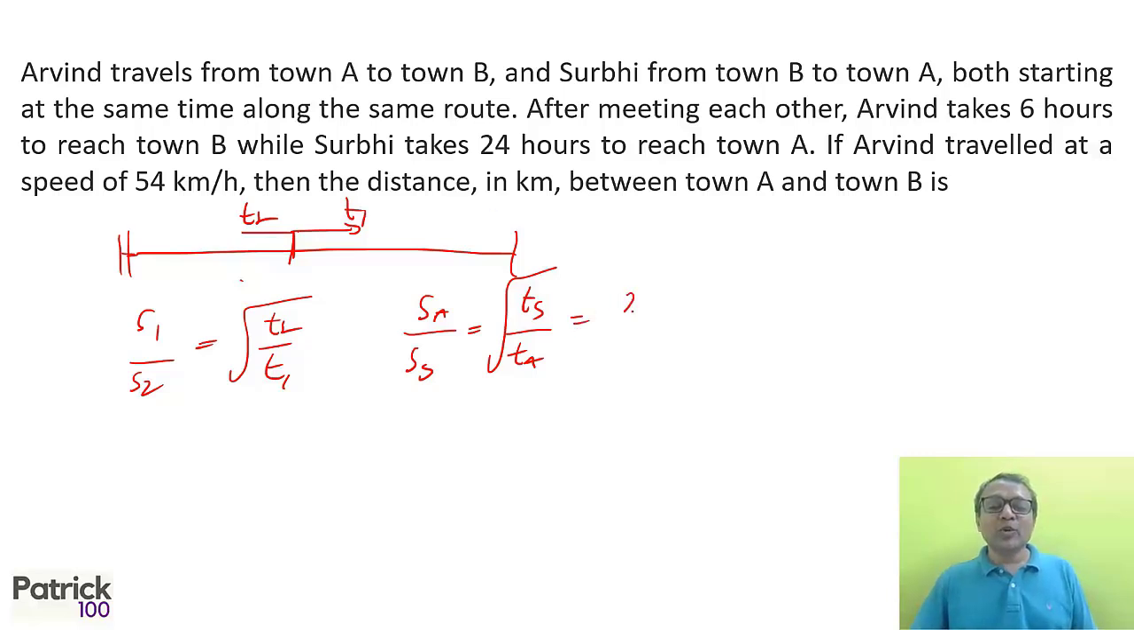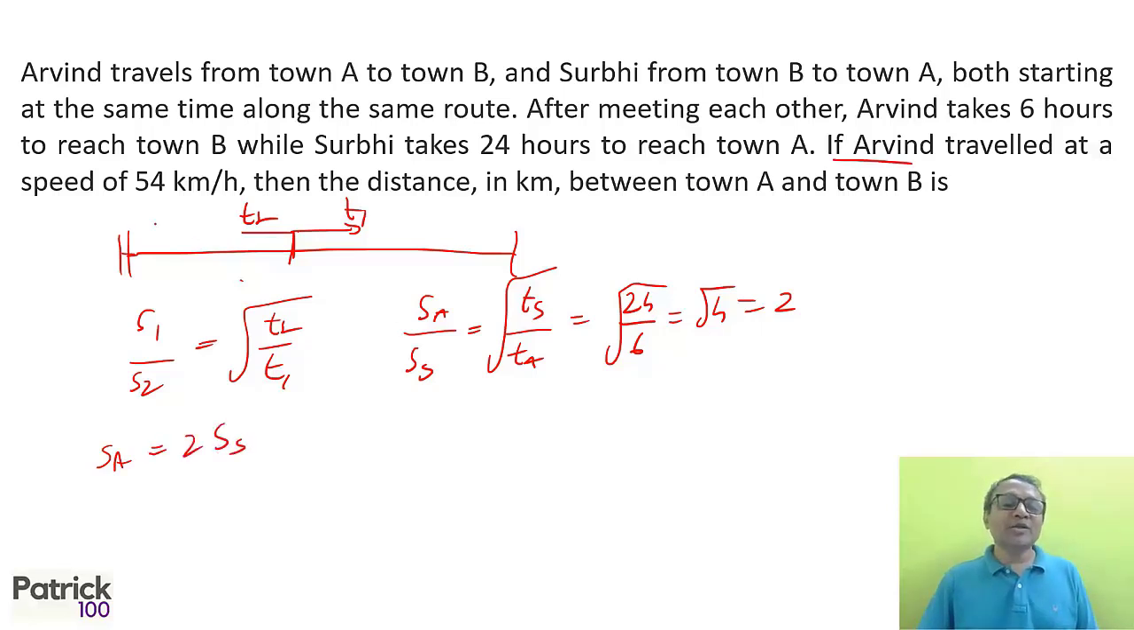Now Surbhi takes 24 hours, and Arvind takes 6 hours, which becomes root of 4, which becomes 2. That means speed of Arvind is twice the speed of Surbhi. Now we know speed of Arvind is 54, so speed of Surbhi will become 27 kilometers per hour.